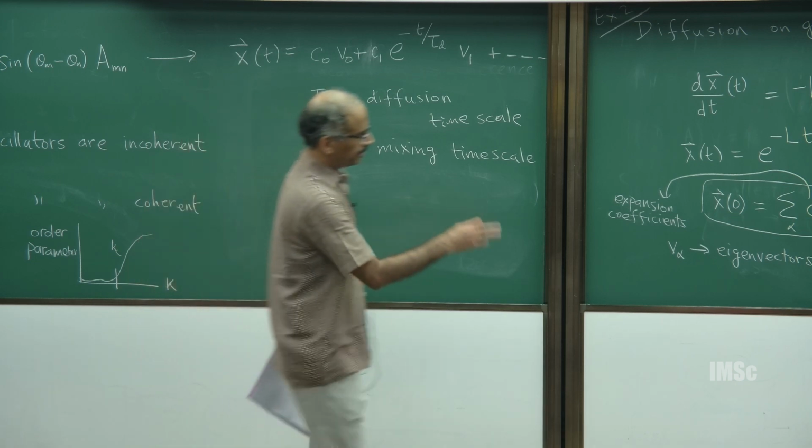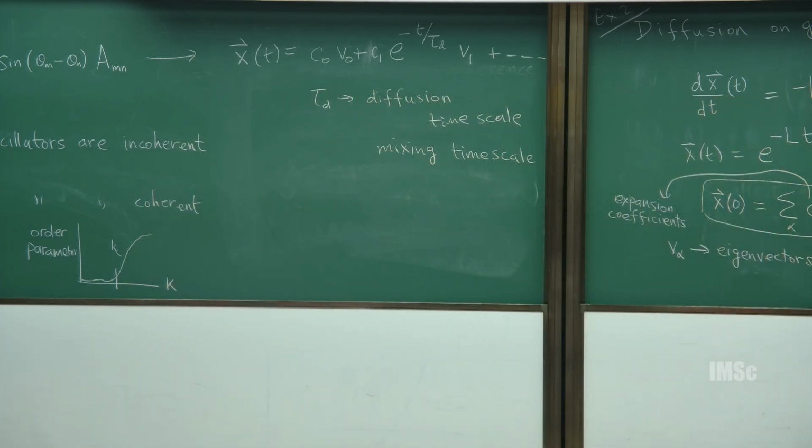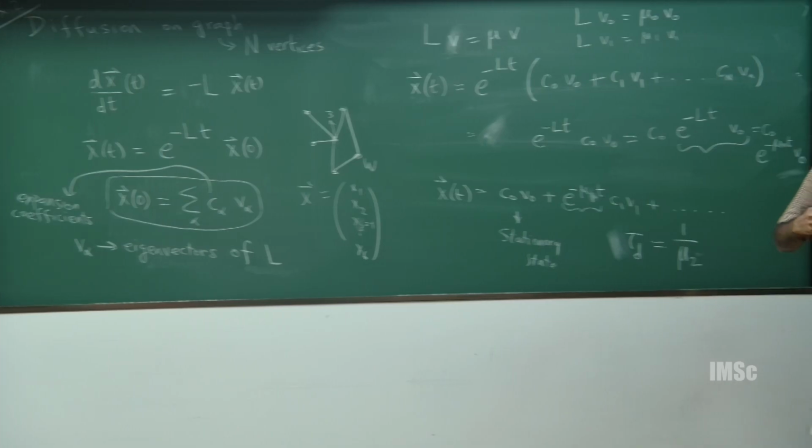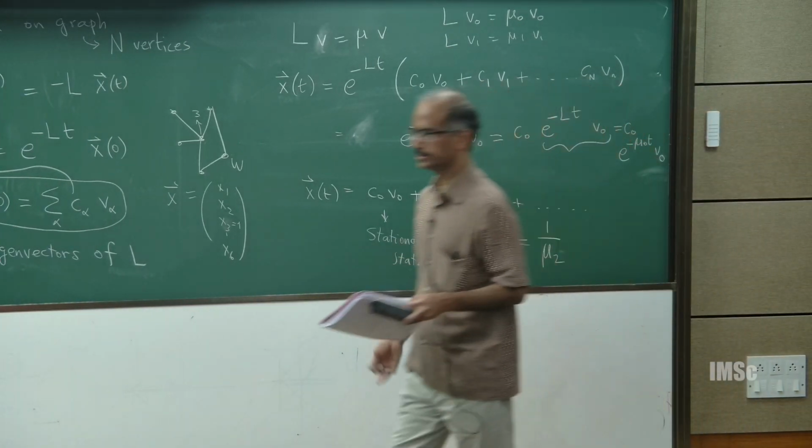So the point of doing all this is to tell you that for dynamics on a network, the first eigenvalue controls the stationary state, and the second eigenvalue tells you how fast you are reaching that stationary state.